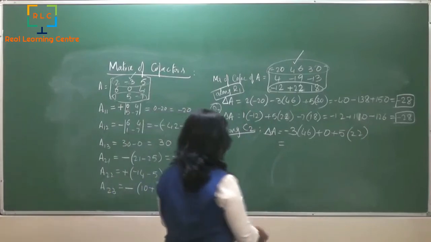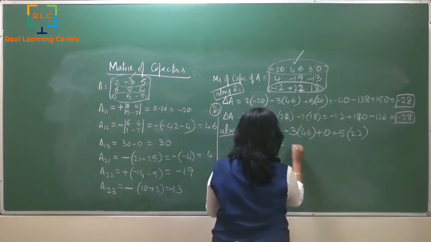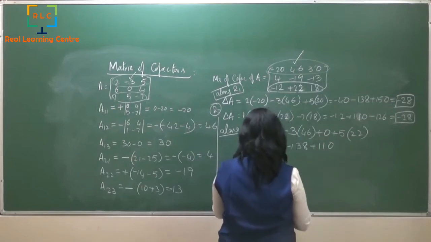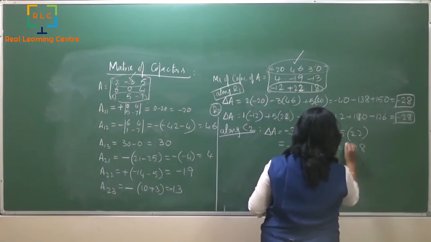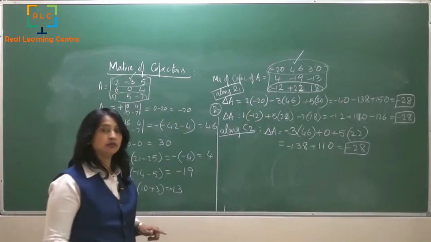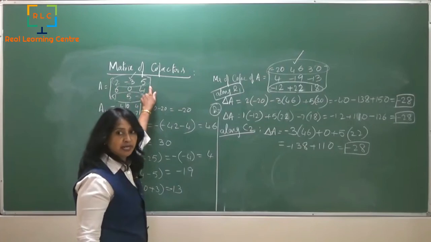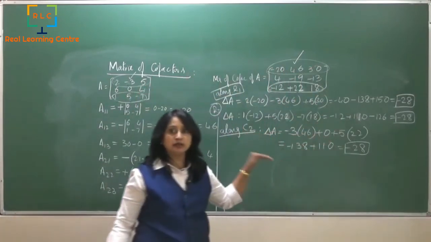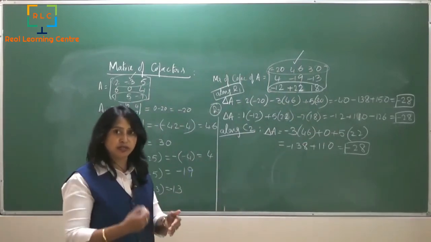So now again you have 46 into 3 will be equal to minus 138 plus 110, which is equal to minus 28. So this is the way we are getting a determinant value when we are multiplying any row elements by their own cofactors. You will always end up getting the determinant value. This was the regular determinant value what we learned today.